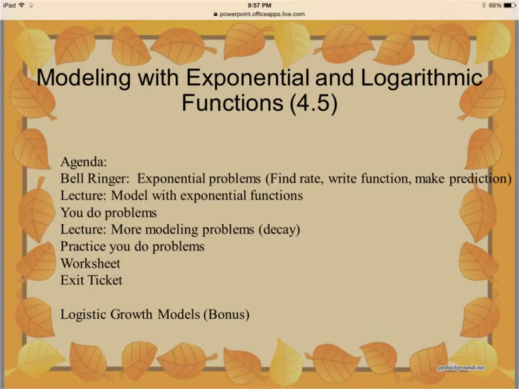So today we're going to talk about modeling with exponential functions in particular. The first thing we're going to do is look at some examples, talk about the format of the equations, and then we'll do some problems in the next video. And there'll be a couple videos, one doing growth and one doing decay.